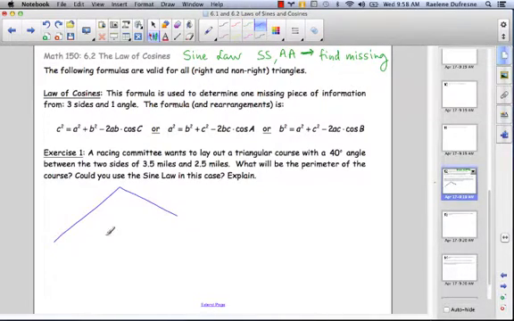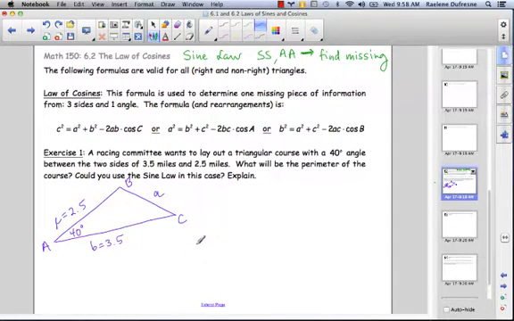I almost always draw my triangles like this for the oblique or non-right triangle pictures. I've got one length of 2.5 miles, and another length of 3.5 miles, and we're told that the angle in between is 40 degrees. I'm going to call this angle ABC, and then opposite angle C we have length C, and opposite angle B we have length B. If we want to find the perimeter of the course, we need to solve for length A.